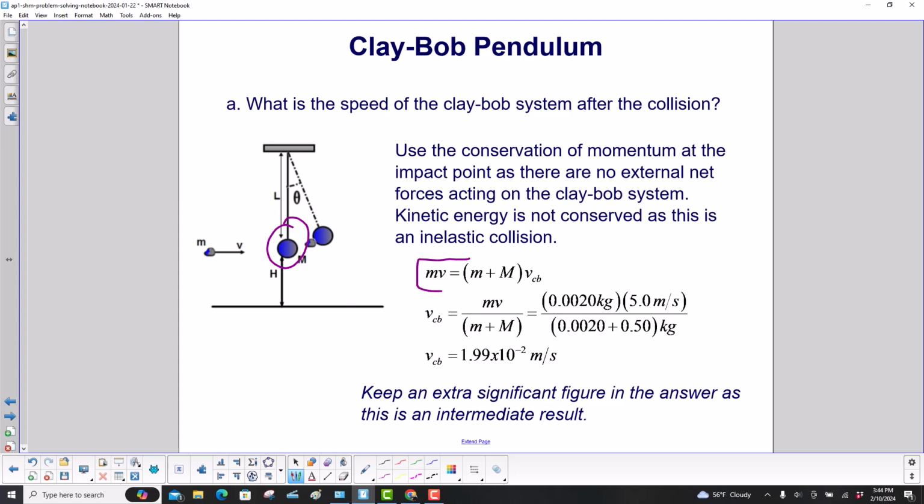So we have mv equals (m plus M) times V, where m is the mass of the clay, and large M is the mass of the bob, times the velocity of the clay-bob system. Rearrange to solve for velocity, substitute in our variables, and we get 1.99 times 10 to the minus 2 meters per second. Keep an extra significant figure in the answer, as this is an intermediate result.